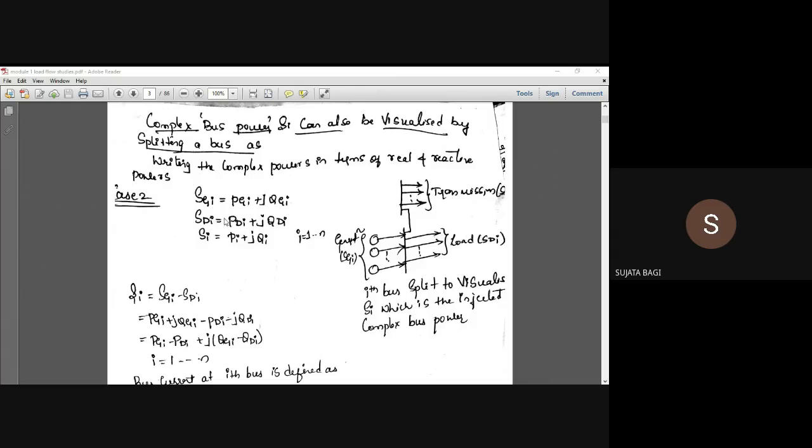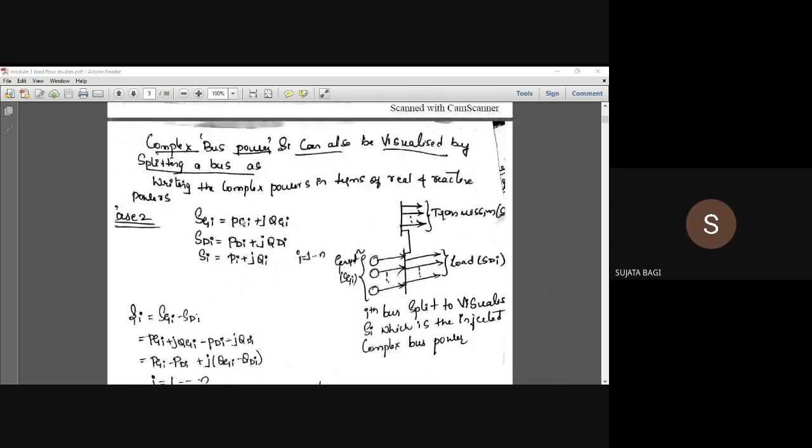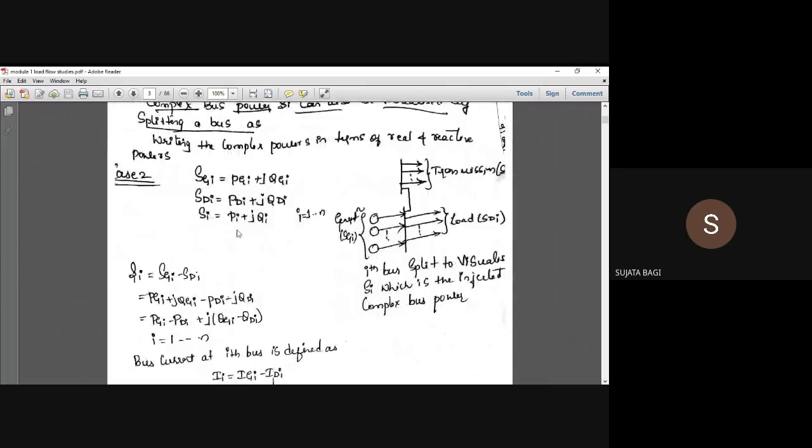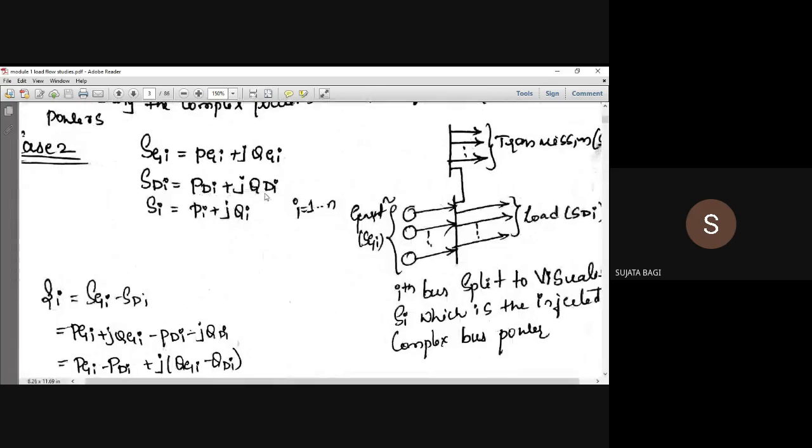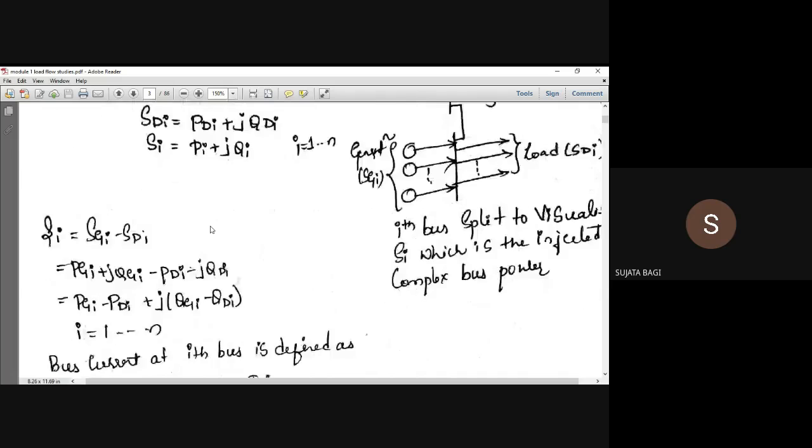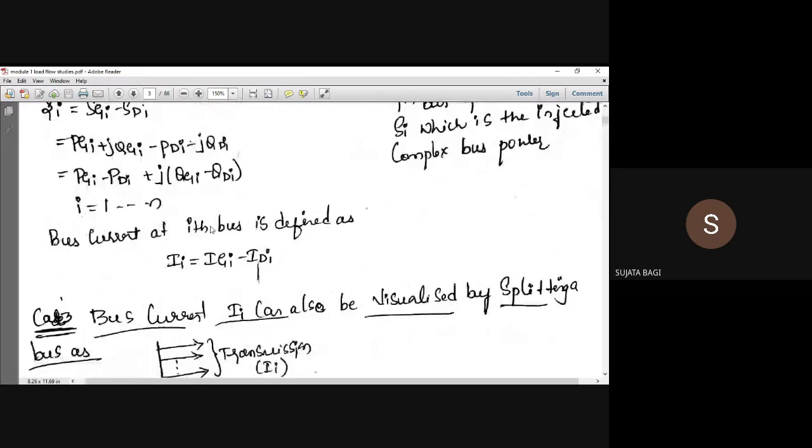Total demand power, what is total demand power here? Total demand power is nothing but PDI minus jQDI. What is this P? Power demand: real power demand, reactive power demand. So therefore, total power is nothing but real power plus reactive power. Right? Total power is nothing but real power plus reactive power. So with this, this is nothing but power.